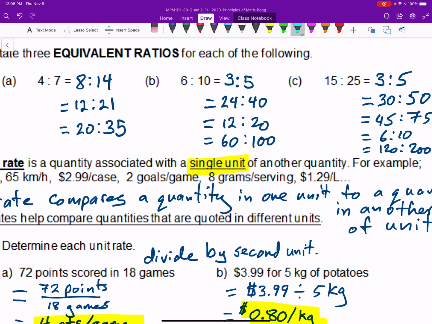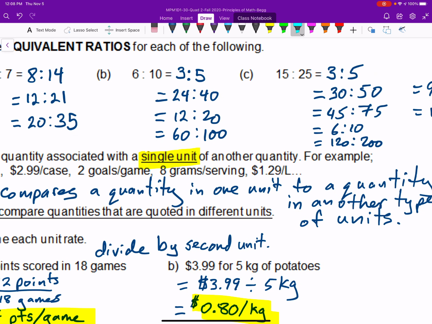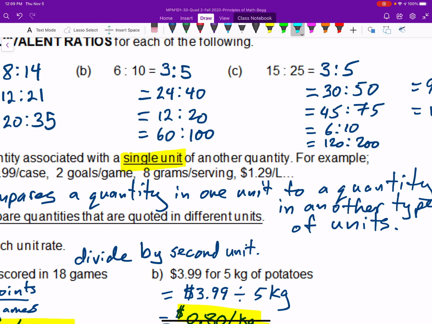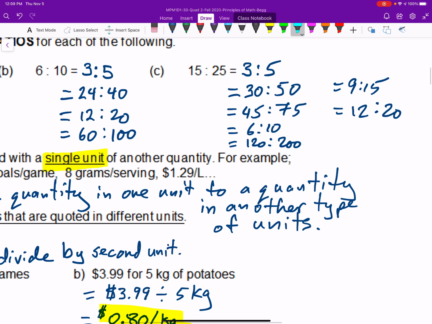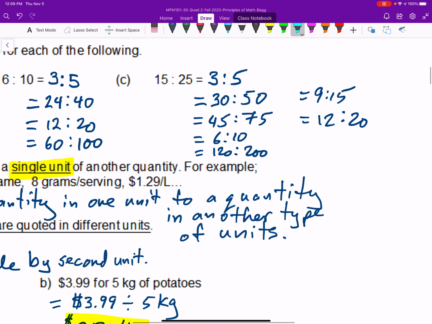That's an easy one because all I have to do is add a 0 to each end. But it's also the easiest way, to just add a 0 to 6 and 10 to get 60 and 100. It's also the least useful to have these big numbers. And likewise, 15 to 25, that can be reduced. If I divide the first and the second number by 5, I get 3/5. That's in the simplest form.